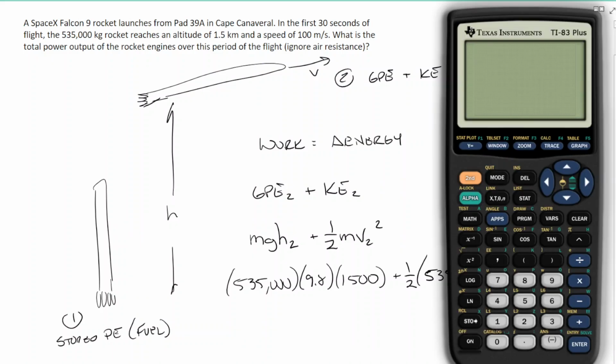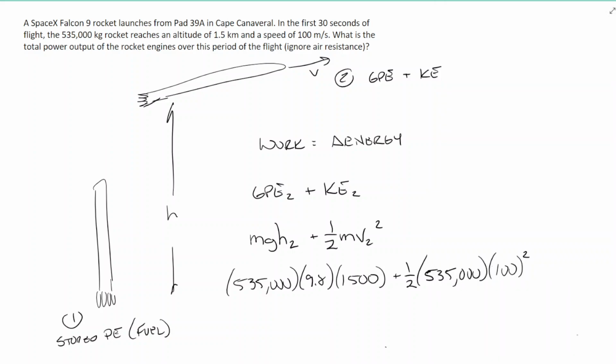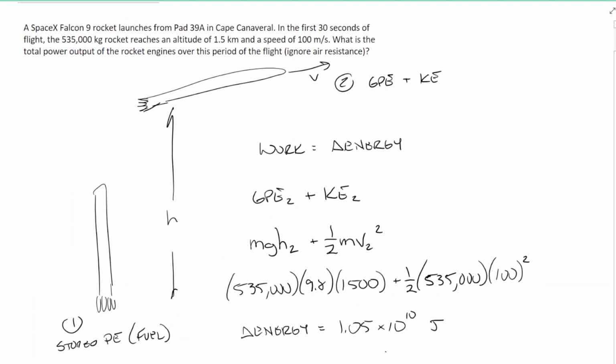All right, so let's pull out a calculator. Let's get some work done here. We have 535,000 times 9.8 times 1,500. That's our GPE, big number, plus 0.5 times 535,000 times 100 squared. And when we add that together, boy, we got a big number: 1.05 times 10 to the 10. Our change in energy, the amount that has been converted to GPE and KE, is 1.05 times 10 to the 10 joules. But they want to know the power output.